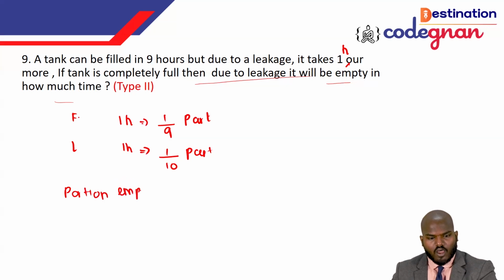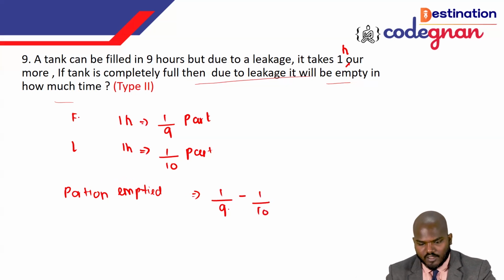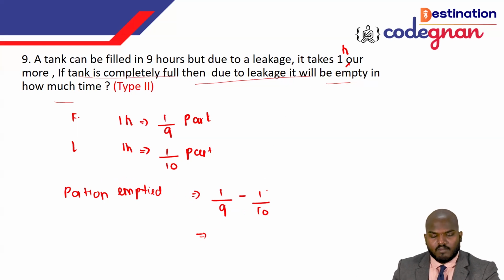Due to the leakage, how much of the tank, if the tank is full, is emptied by the leakage? You can call it 1 by 9 minus 1 by 10, because one thing is emptying and one thing keeps on filling. It is just a combined work problem, but they have given a different term to mention it. The tank is completely full, then due to the leakage, it will be emptied by how much?